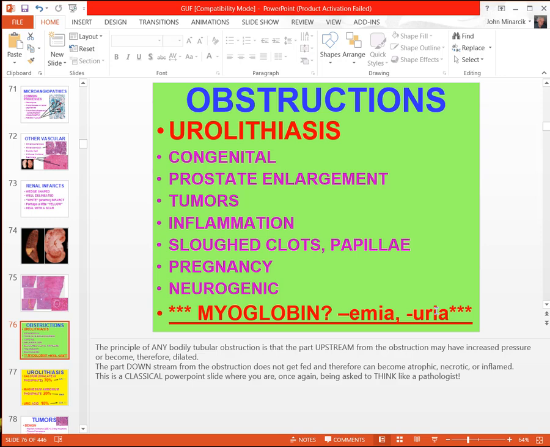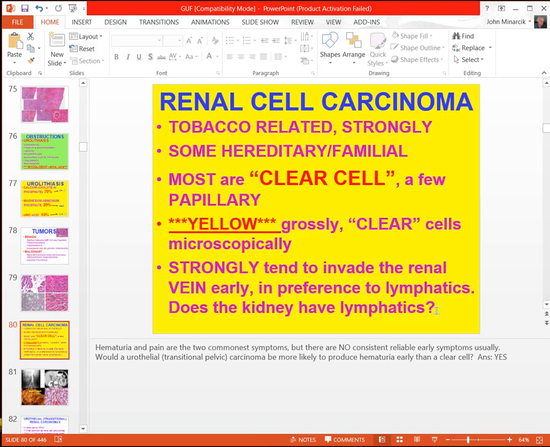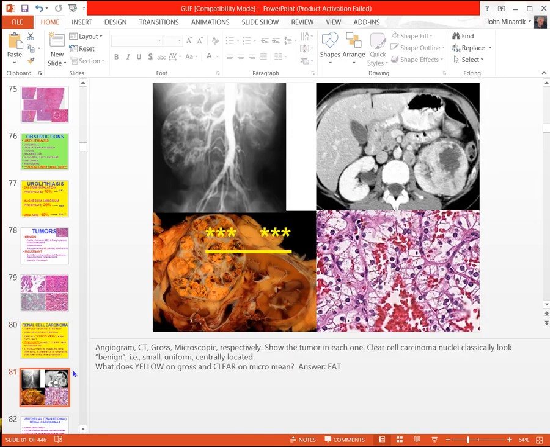How about if we go to number 80 and 81, because it's the same question. Renal cell carcinomas are yellow because they have a lot of fat. And of course, microscopically, when you process them, that fat becomes clear. It's yellow grossly and clear microscopically because the fat that makes that yellow also washes out when you process it with the xylene and the cells look clear. Duh. I hope that's an easy one.